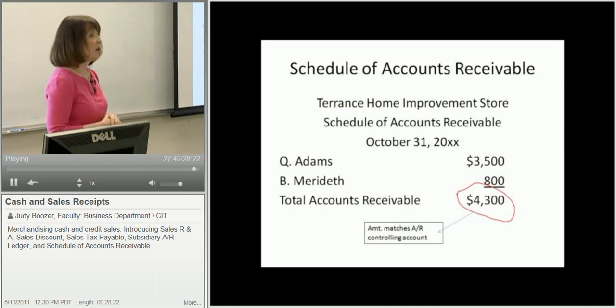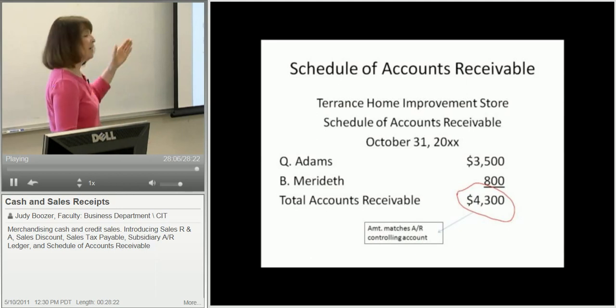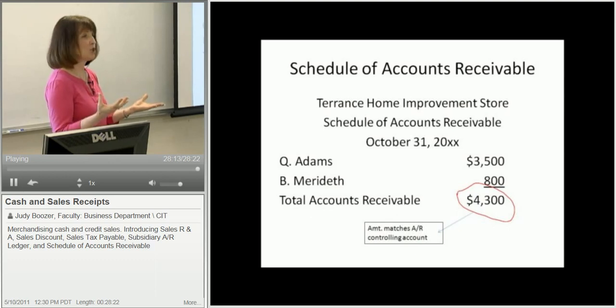Now, what's your check figure for that? The accounts receivable controlling account in the general ledger should match that amount. If it doesn't, something is wrong, and that's where you need to go back and check it. Maybe you forgot to record a payment. Maybe you just computed something wrong on somebody's account. But this is a way to catch those mistakes before they go on. Do a schedule of accounts receivable. It's also a good thing to do just to show who owes you money. This many people owe us money, and this is how much they owe us.